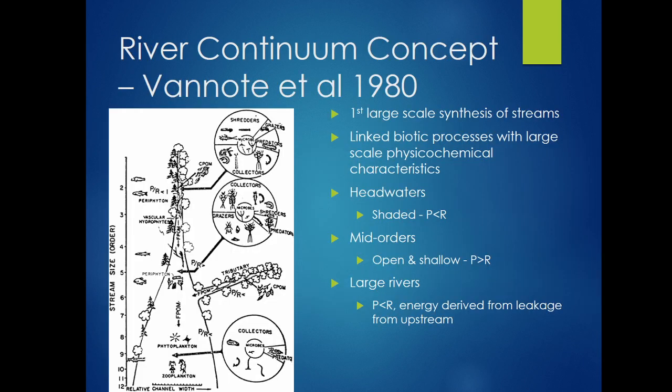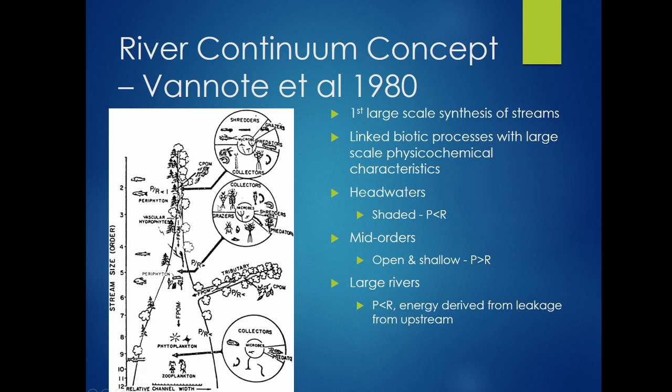Then in 1980, Robin Vannote came out with this idea called the river continuum concept. Okay, and so this was really the first large-scale synthesis of streams. What it did was link biotic processes with large-scale physical-chemical characteristics. So what do I mean by that? Basically, it takes the physical characteristics of the stream and links the biology. So we see certain biological things in streams due to the physical aspect of it.